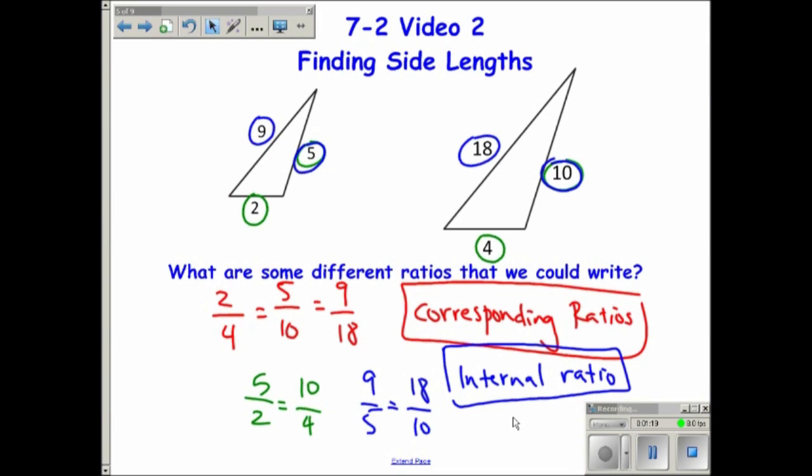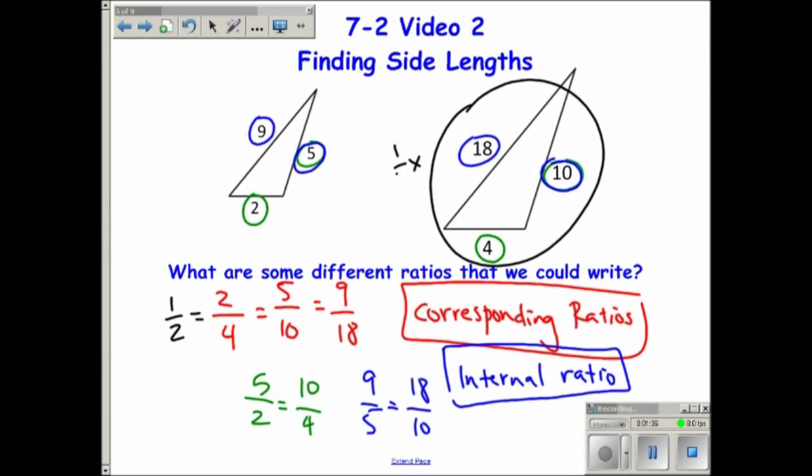Okay, one more way that you could do it, which is a pretty common way, is by using the scale factor. Now, the scale factor you would get from the corresponding ratio is 1/2. So any length in this triangle, if I multiplied it by 1/2, I would get the length in this triangle. So I take 18 times 1/2 is 9. 10 times 1/2 is 5.